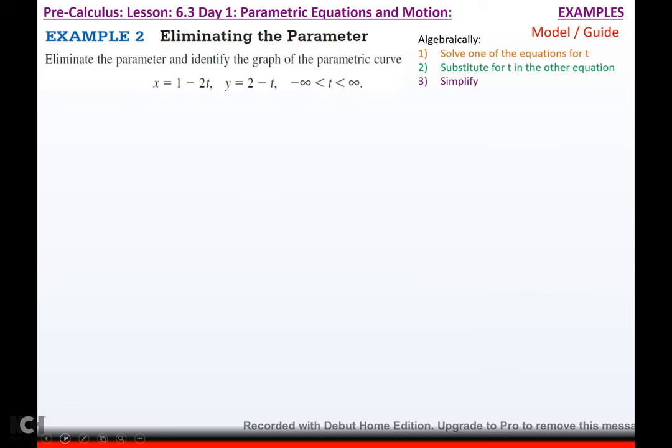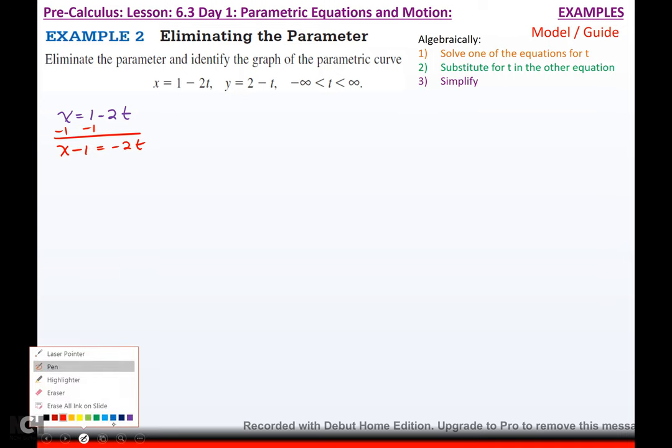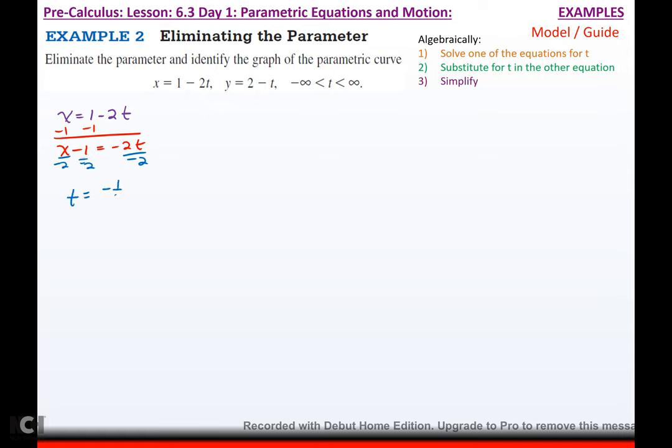So it says eliminate the parameter and identify the graph of the parametric curve. What we're going to do is solve one of the equations for t. So I took my x equation. I said x equals 1 minus 2t, and I'm going to get t alone. So I'm going to minus 1 on both sides. That gives me x minus 1 equals negative 2t. Divide by negative 2 on both sides. I get t equals negative 1 half x plus 1 half.